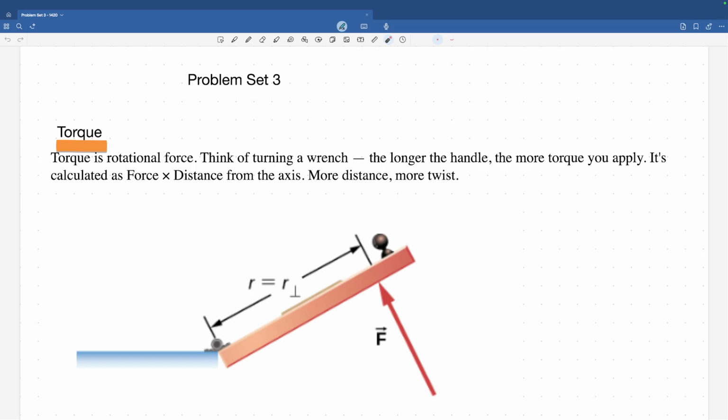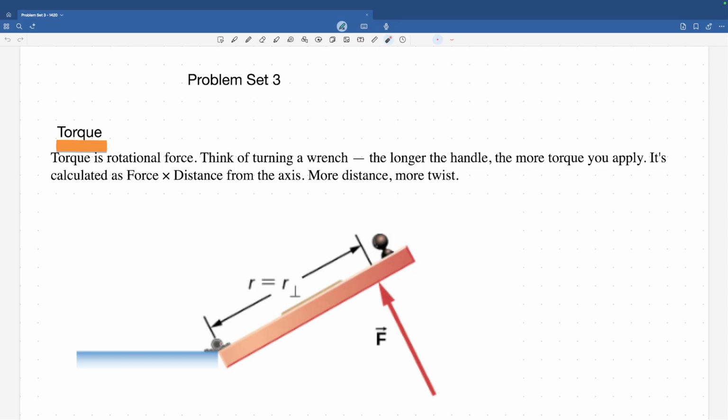Number 1, torque. Torque is the rotational effect of a force. Think about turning a wrench or opening a door. Now, what's given in the diagram is you're trying to apply a force and you're trying to open a door. So the force is being applied here. This is the line of action of the force. And here is where the hinges are.